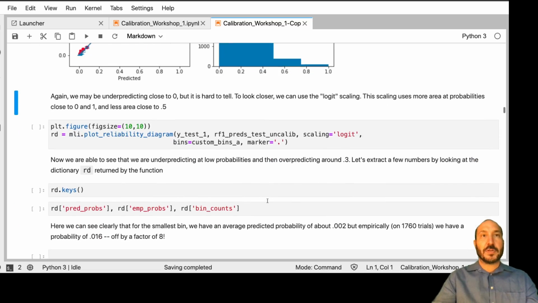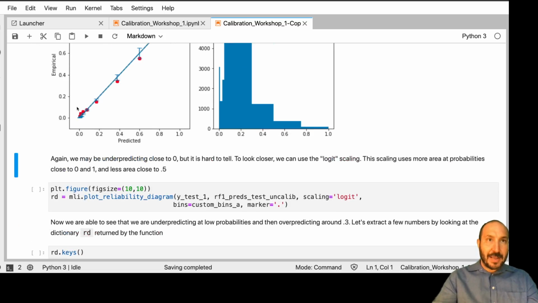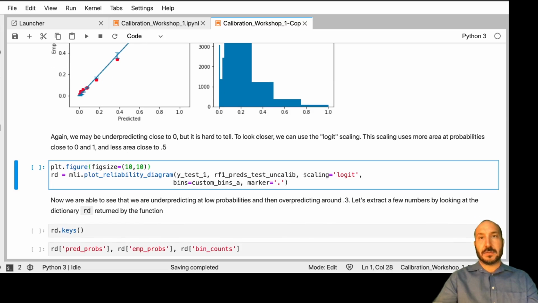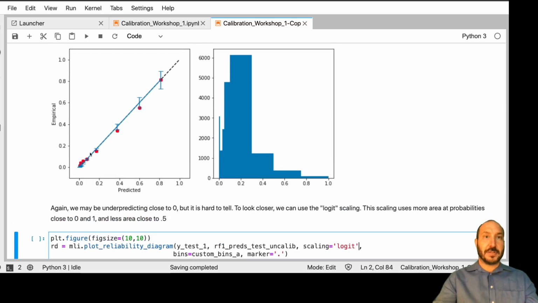Okay, so I want to examine what's going on better at these very small probabilities, and there's an option here to use what I call logit scaling. Without getting into too much of the math, the idea is really just that I'm going to take this curve and stretch it out. I'm going to stretch the ends and move them closer to 0.5 so that I use more of the area of the plot to examine here and squish these guys together.